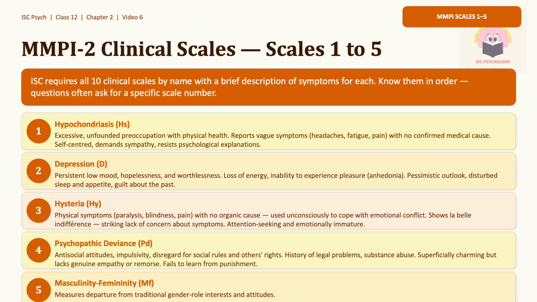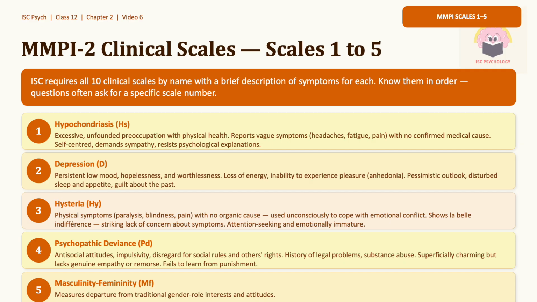Unlike hypochondriasis, or the Hs scale that we discussed, where the person worries about illness, in hysteria the person actually experiences physical symptoms as a way of coping with psychological conflict. They often show a striking lack of concern about their symptoms. They also tend to be emotionally immature, attention seeking, and overly optimistic on the surface, while being psychologically naive about their own distress. Scale 4, Psychopathic Deviance, denoted by PD.